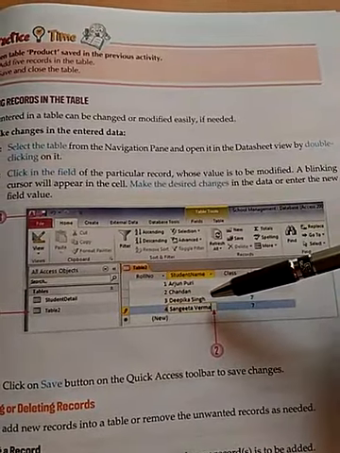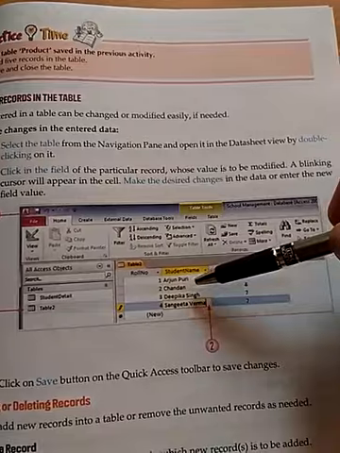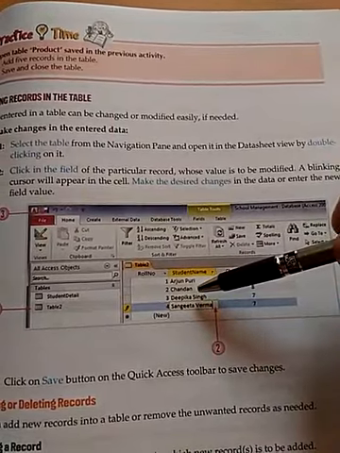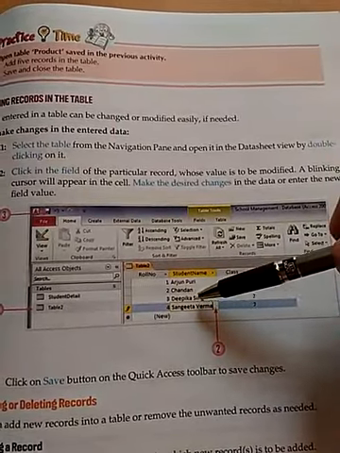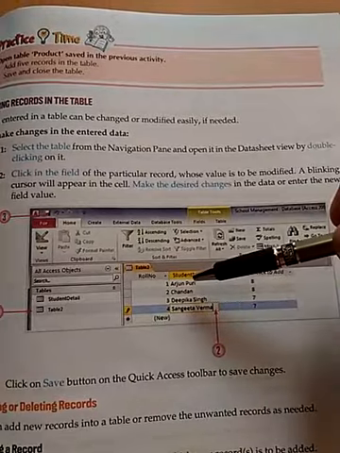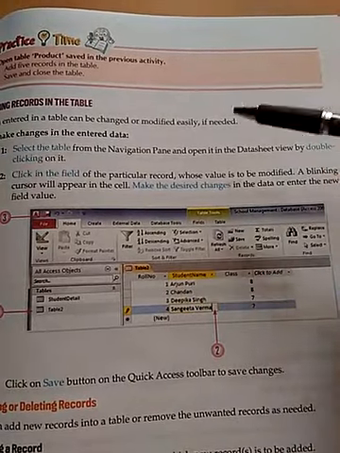After that, you can just click on the particular cell in which you want to edit the data. Just edit the data over here and save it. So in this way, you can edit the record of the table.